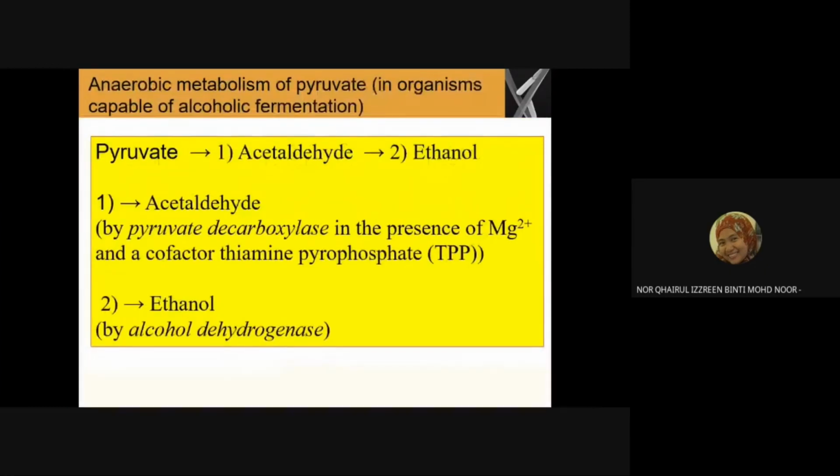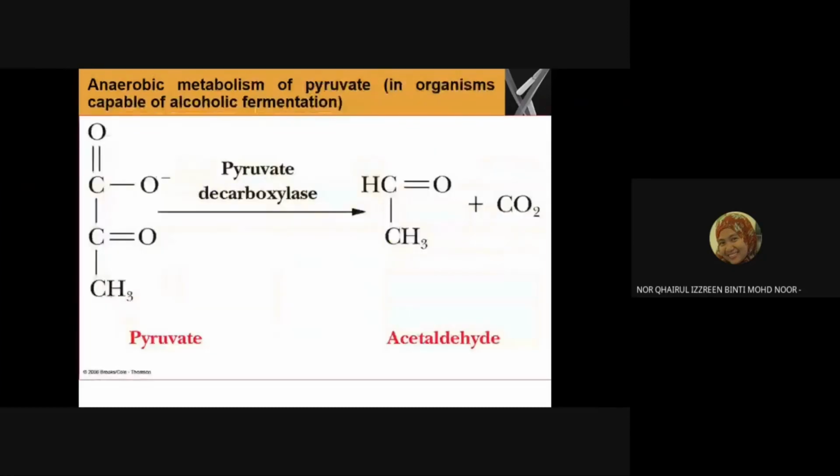So here is the anaerobic metabolism of pyruvate in organisms. This pyruvate is converted to acetaldehyde and ethanol. First, acetaldehyde is produced by the enzyme pyruvate decarboxylase in the presence of magnesium 2 plus, Mg2 plus, as a cofactor, and TPP, thiamine pyrophosphate. And second, ethanol is produced by alcohol dehydrogenase.